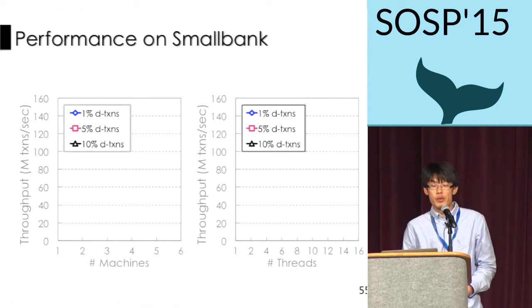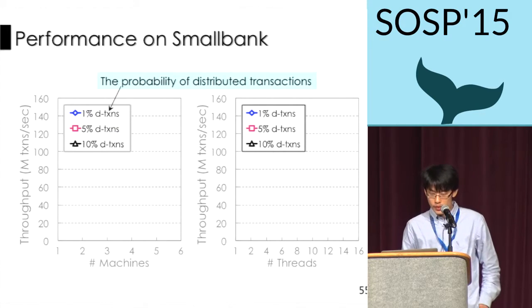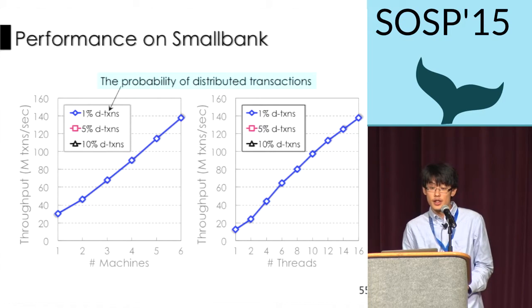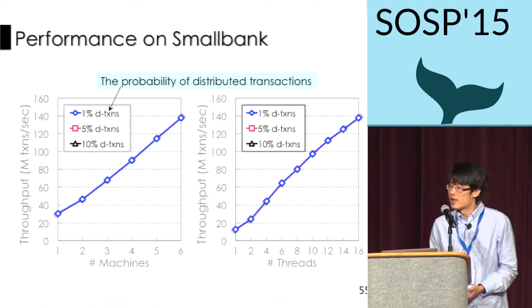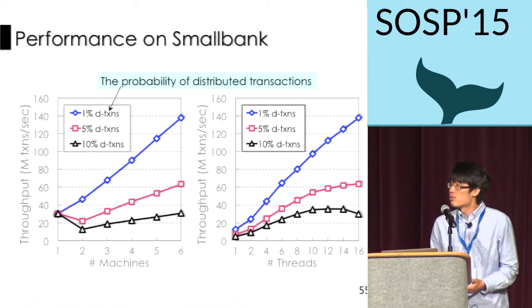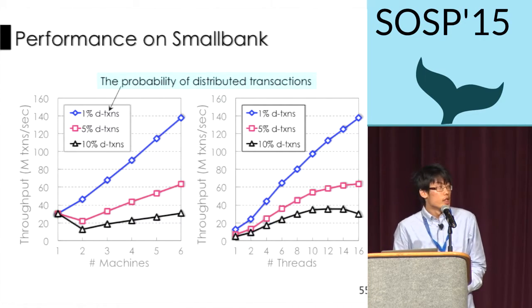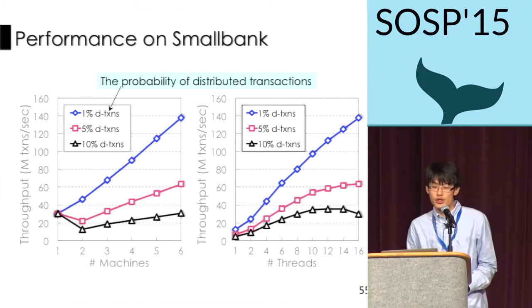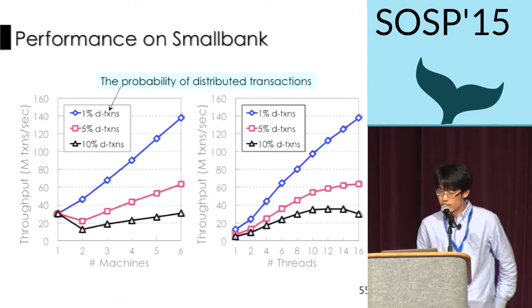Next, we show our performance on SmallBank. As we can see, when there are not many distributed transactions, the RTM can scale out and scale up well on SmallBank. And when there are more distributed transactions, the RTM can scale out steadily when there are more than 2 machines and scale up steadily in the same socket.